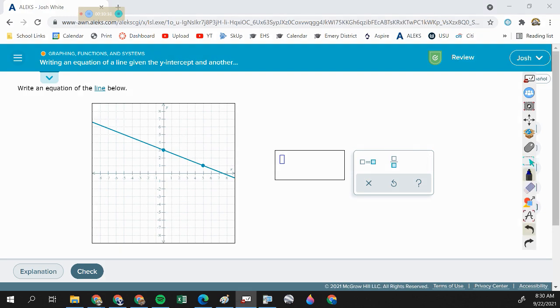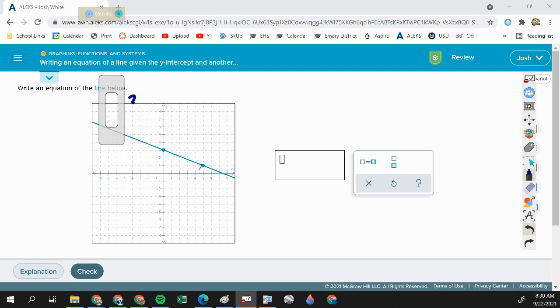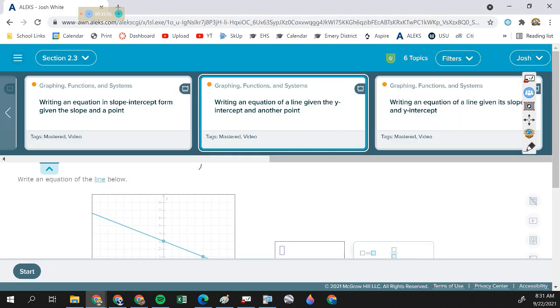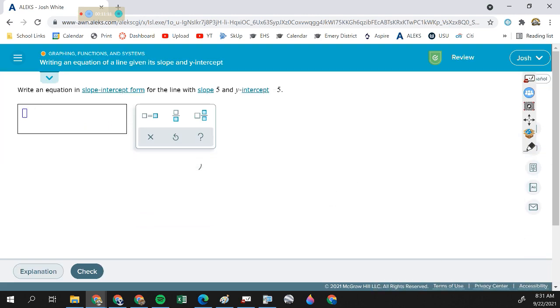Same idea here. I count my slope, negative 1, 2, positive 1, 2, 3, 4, 5. So m is negative 2/5. And I know the y-intercept is 3. So the line is just going to be y equals negative 2/5 x plus 3. And lastly, oh, this was an easy one too. So the slope is 5, and the y-intercept is negative 5. That was really easy. All right, get to work. 2.3.